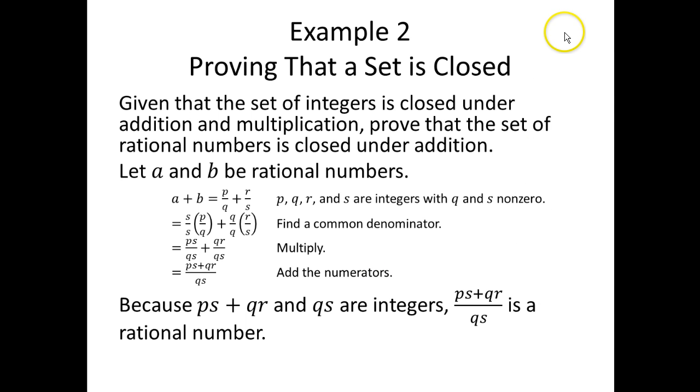Okay, so let's say that we want to prove that a set is closed. Given that the set of integers is closed under addition and multiplication, let's prove that the set of rational numbers is closed under addition, which means that if we add two rational numbers together, we should always get another rational number. If we can accomplish proving this, then once and for all we can say that the rational numbers are closed under addition.